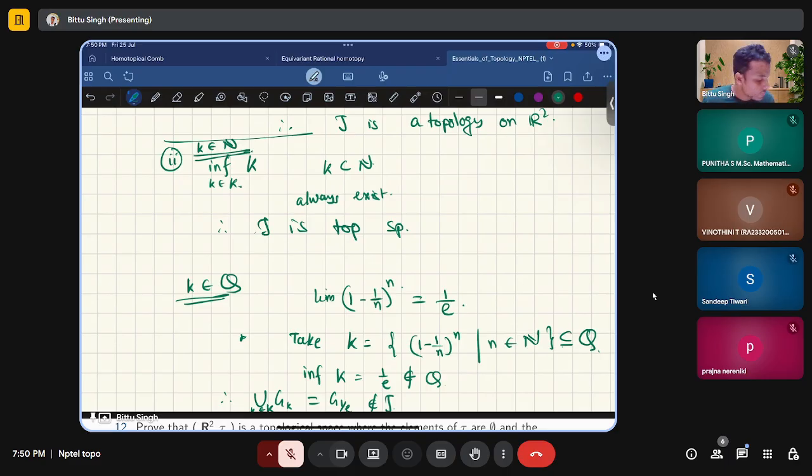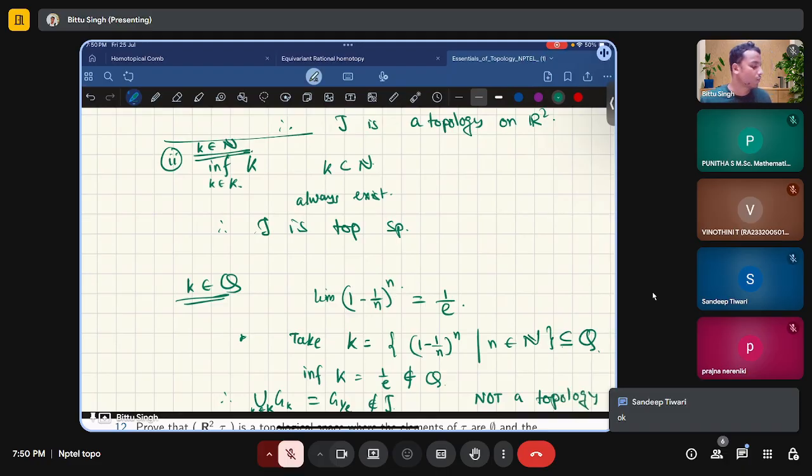It's too low. Okay, so this is not a topology because it is not closed under arbitrary union.